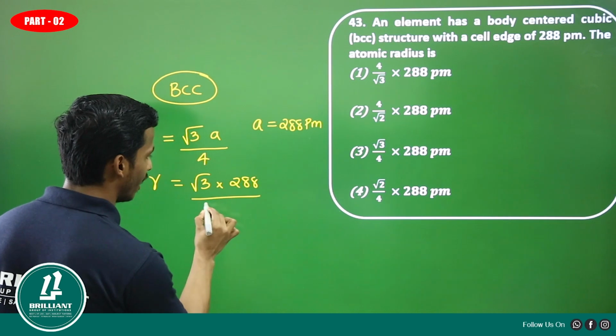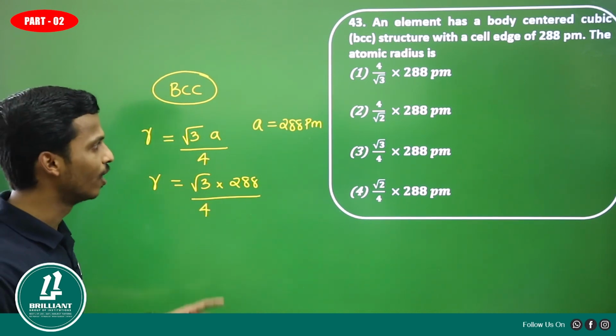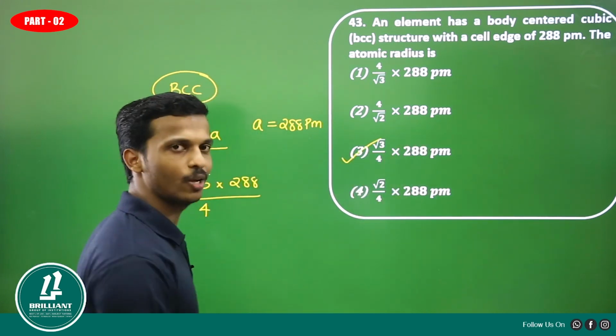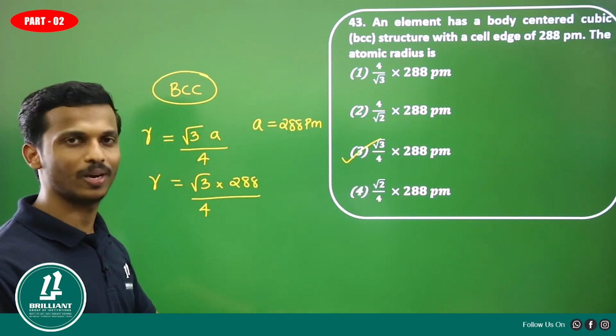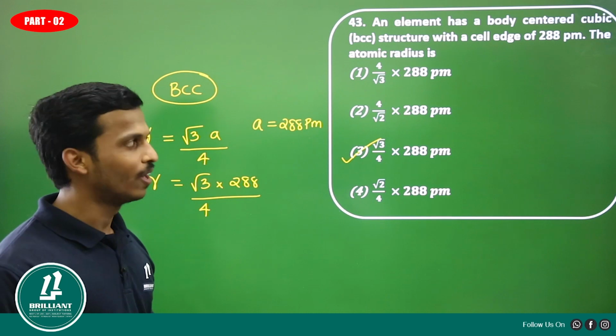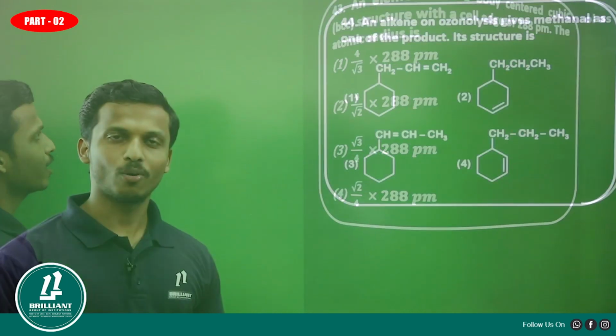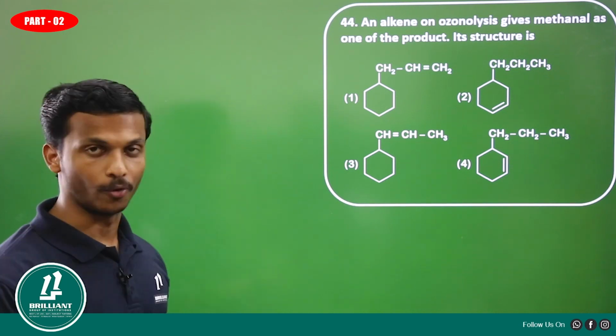288 divided by 4. What is the answer? Root 3 by 4 into 288. Third one. No need of further calculation, direct substitution. Question number 43, answer is 3. Now let's discuss question number 44.